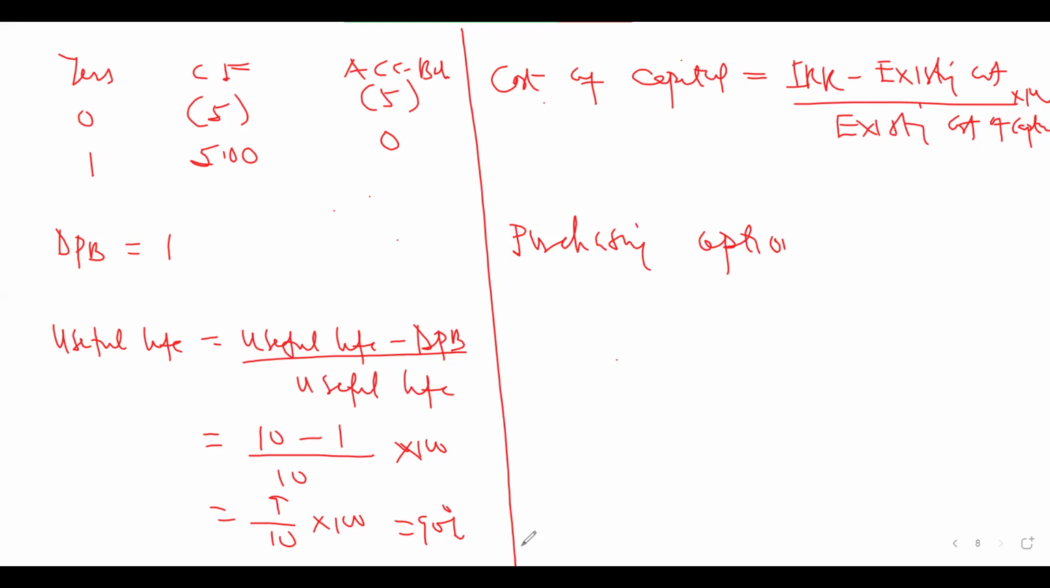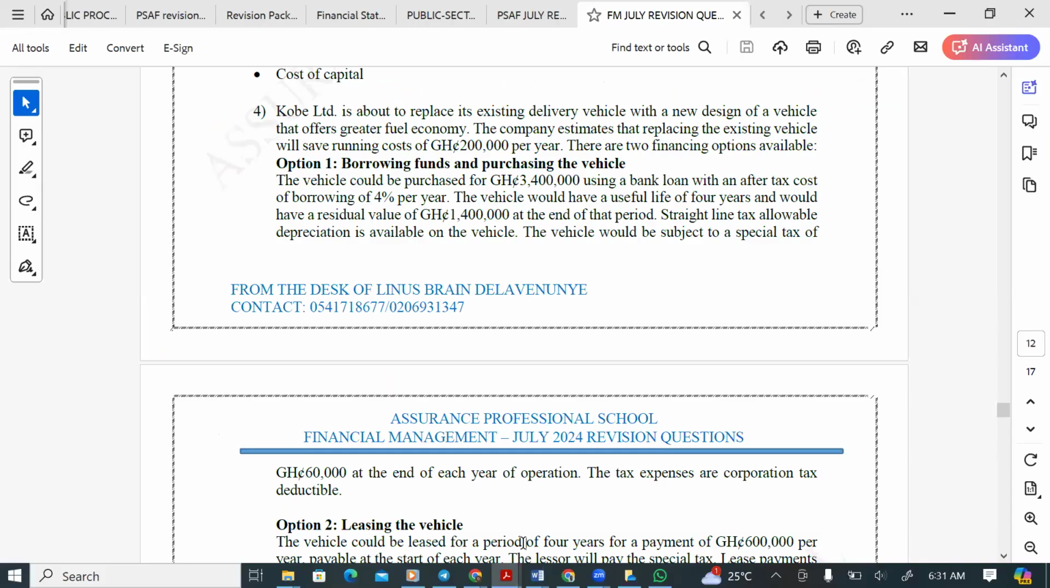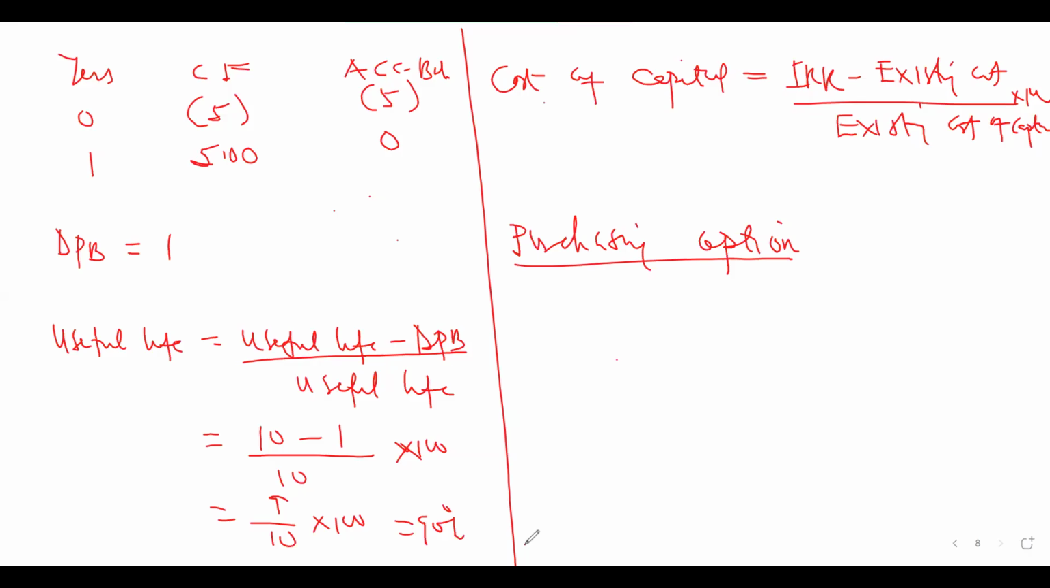So the purchasing option, the machine will take how many years? What is the useful life of the machine? Are we given that? 4 years. Okay, that will be 4 years. So for the 4 years we're going to have the years here: year 0, year 1, 2, 3, and 4.